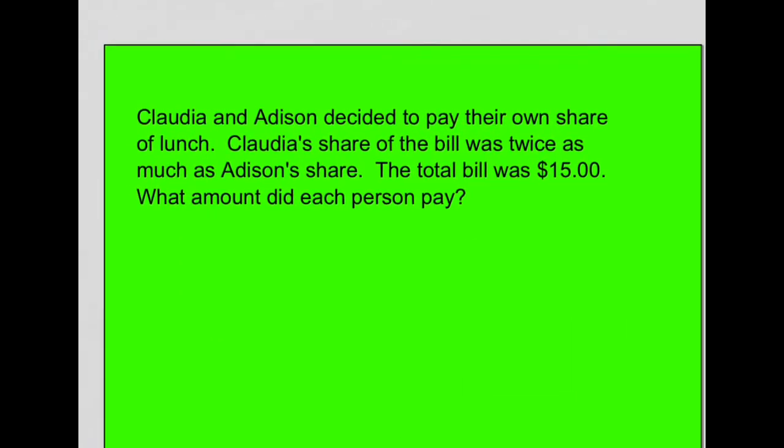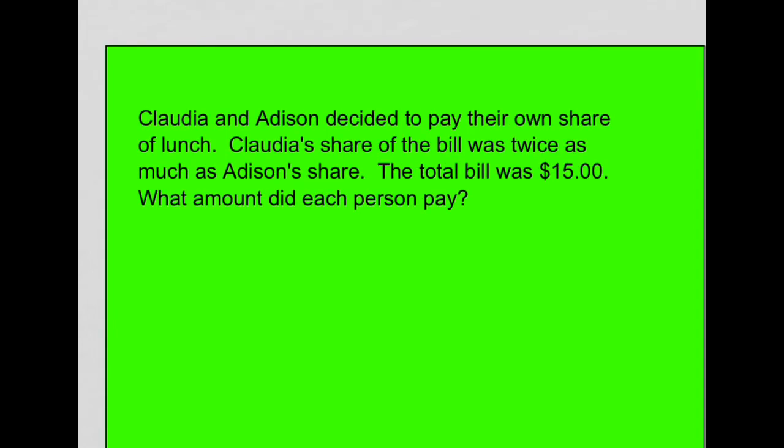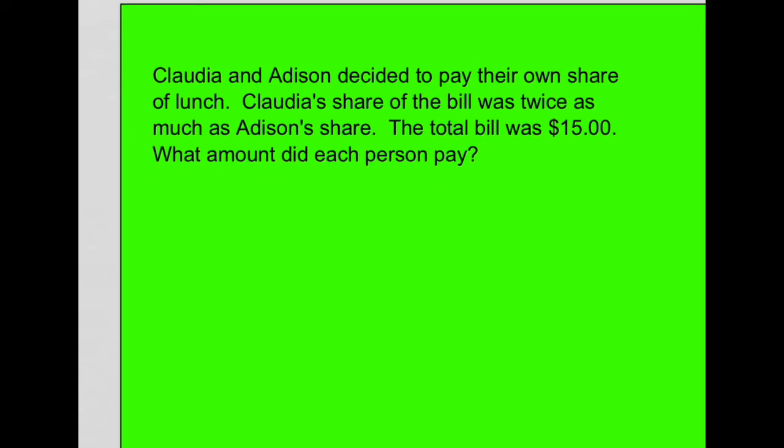It says, Claudia and Addison decided to pay their own share of lunch. Claudia's share of the bill was twice as much as Addison's share. The total bill was $15. What amount did each person pay? Well, again, there's two unknowns in the problem. There's the unknown of how much Claudia paid and the unknown of how much Addison paid. But what we do know is that Claudia paid twice as much as Addison. Twice as much means times 2.